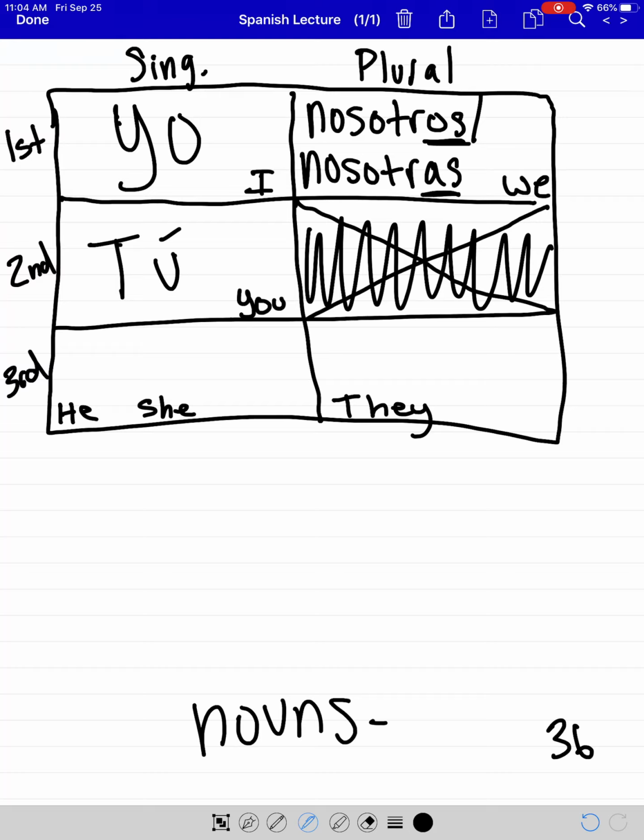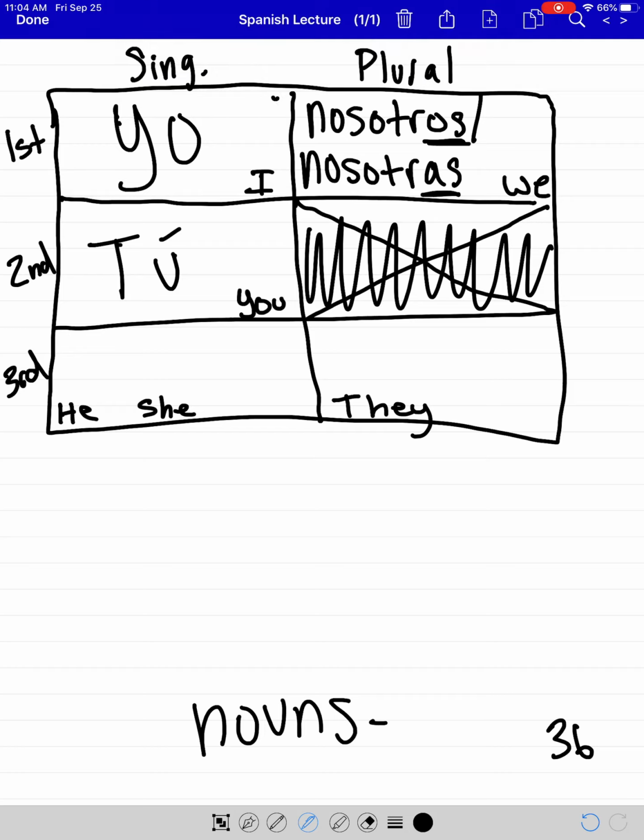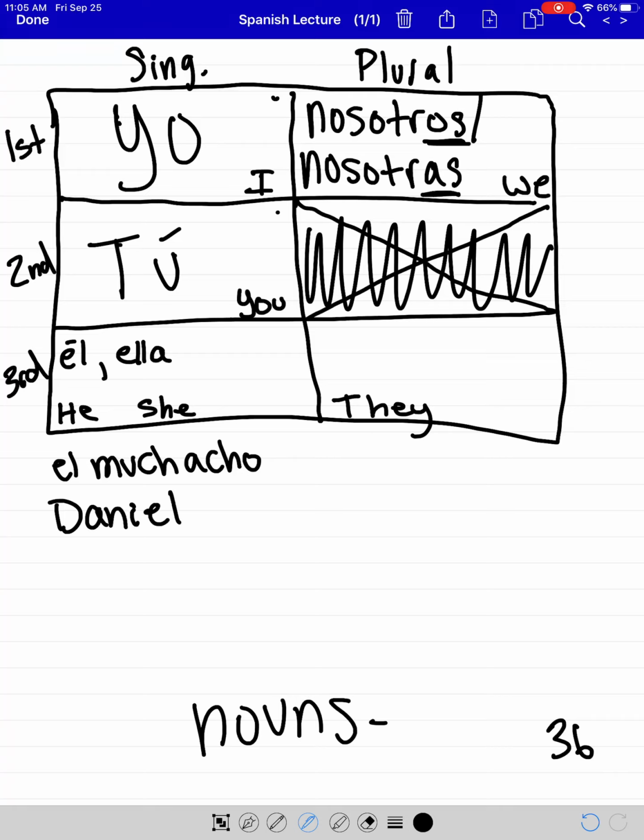Third person is a little tricky because there's so many things that could fit in here. Third person for this left box can be any single person that is not I and is not you. So think about it. We could have the word for he, which is él. We could have the word for she, which is ella. We could have people like el muchacho. Or we could have names like Daniel. One single name would still go in this third person singular box. One more that I just want to add is usted, and I will teach you what usted means later next week.